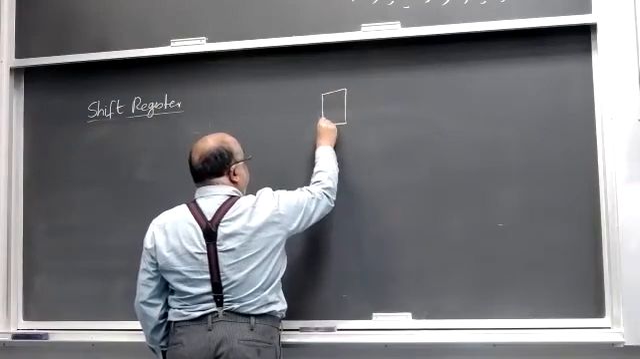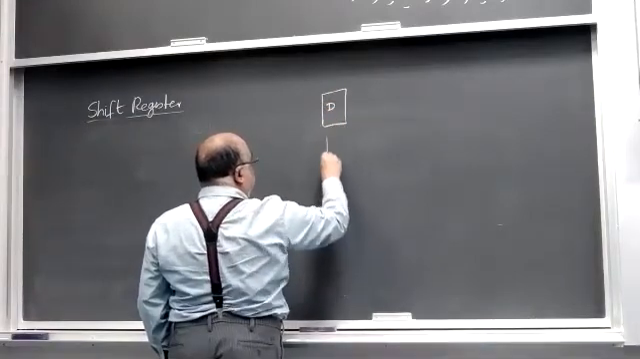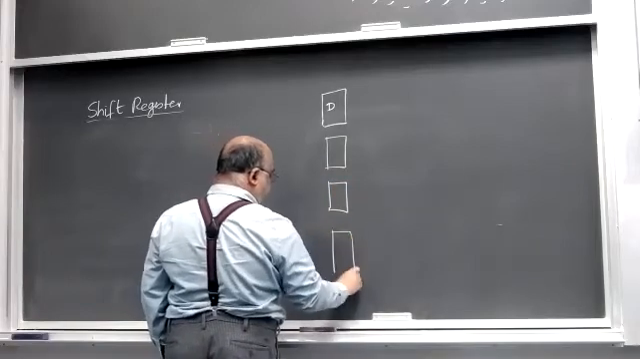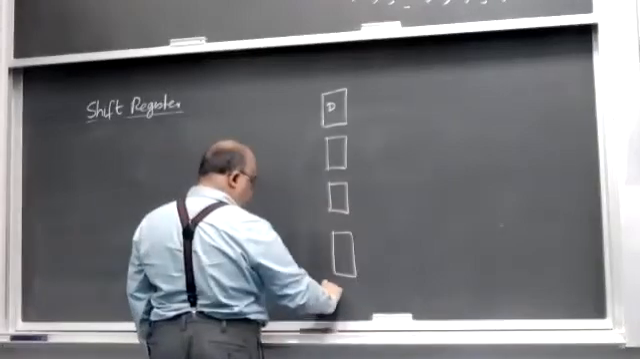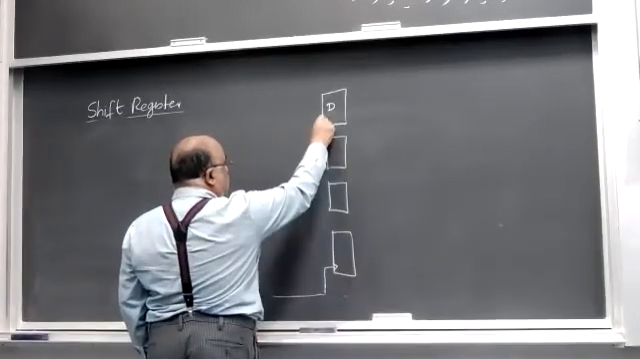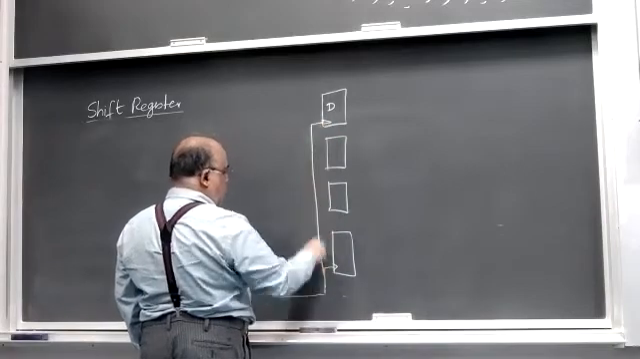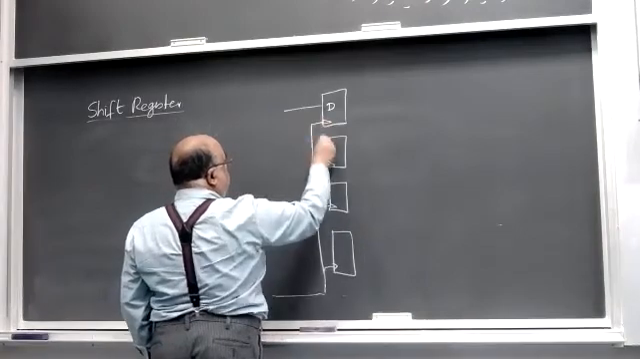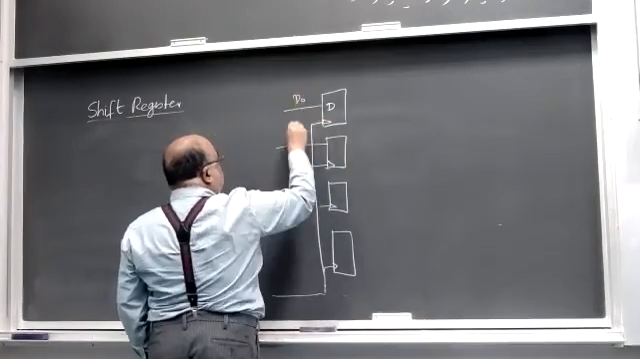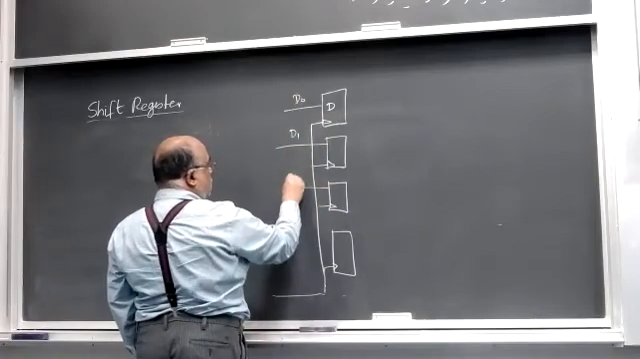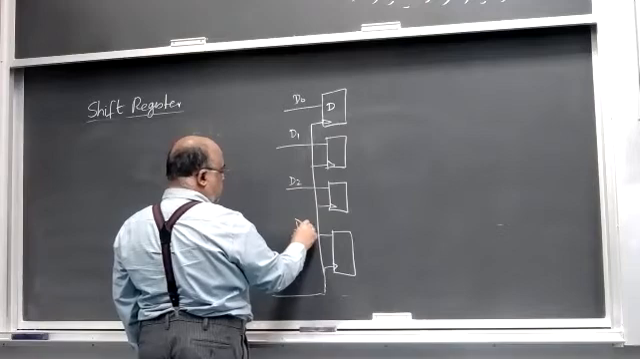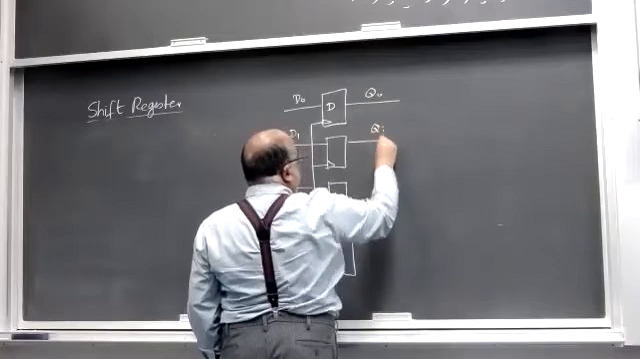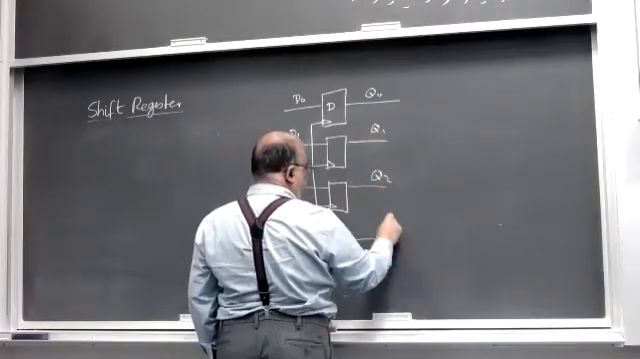We have a D flip-flop, a register as usual, D flip-flop, D flip-flop, a D flip-flop. Clock is common to all of them. And we have D inputs, D0, D1, D2, D3. We have Q outputs, Q0, Q1, Q2, Q3.